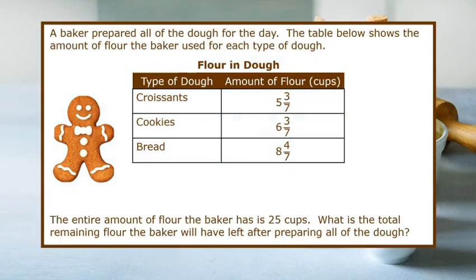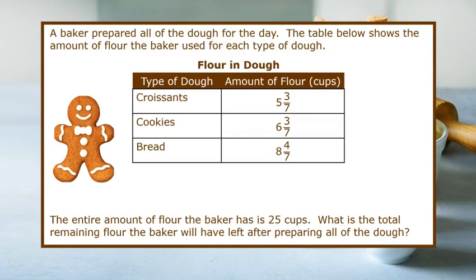Let's try one more problem. A baker prepares all of the dough for the day. The table below shows the amount of flour the baker used for each type of dough. The entire amount of flour the baker has is 25 cups. What is the total remaining flour the baker will have left after preparing all of the dough?